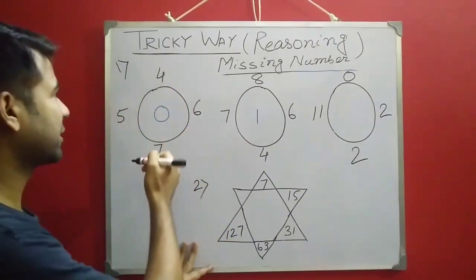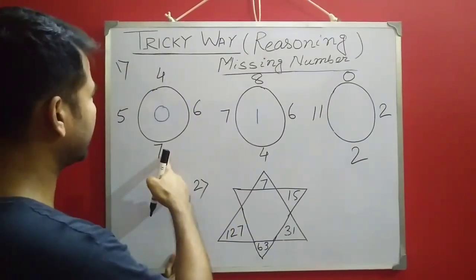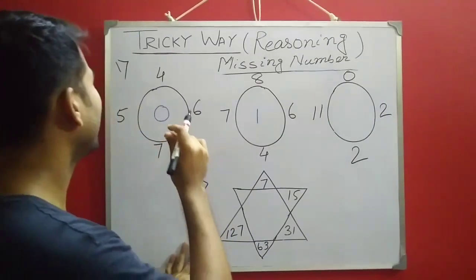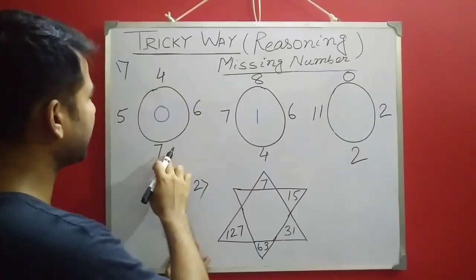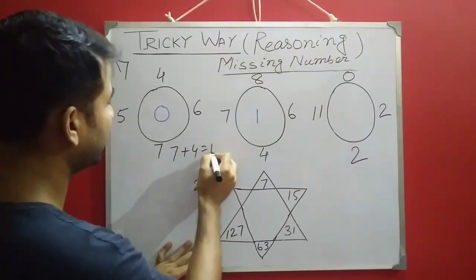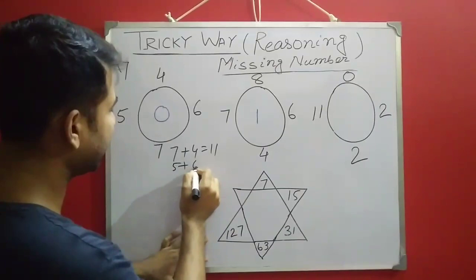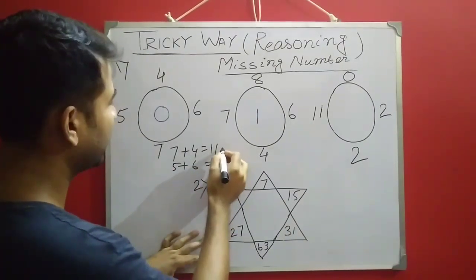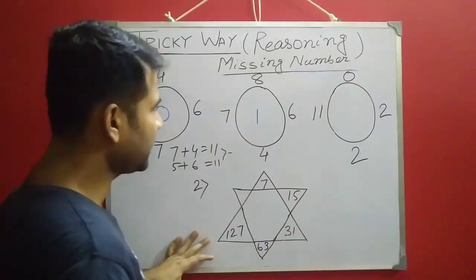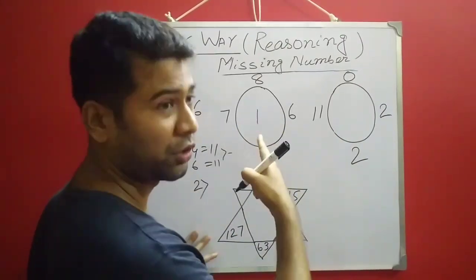So at first, in this case, we always start from these two values and these two values. First we add 7 plus 4 equal to 11, and 5 plus 6 equal to 11, and 11 minus 11 equal to 0. Same thing, we have to check whether this process is also applicable for this figure or not.